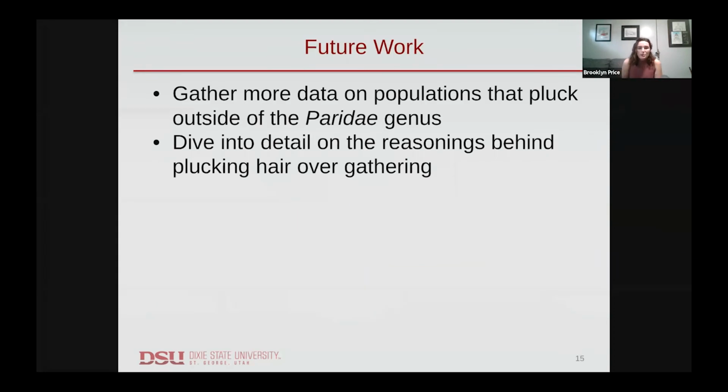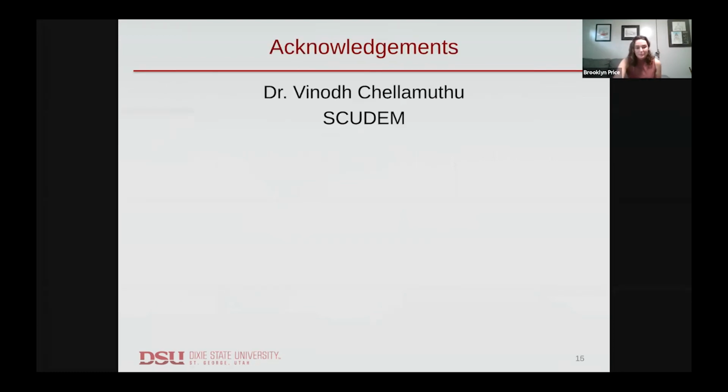In the future, we would like to gather data on populations that pluck outside of the Paridae genus, just to be able to compare it within genuses and see what the possible benefits could be. And then we would also like to dive into detail on the reasonings behind plucking hair over gathering. Our work showed us that it is more beneficial to have hair in the nest, but it was kind of inconclusive on whether you should pluck hair or gather hair. And so we'd kind of like to delve into which choice is better for the birds to be doing.